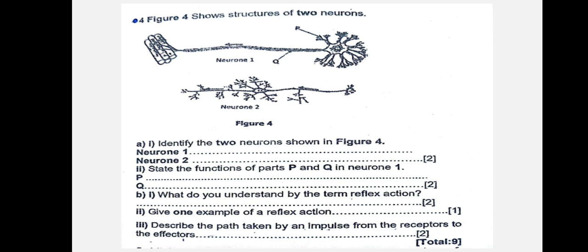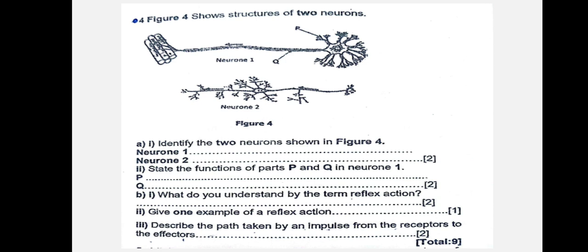So the question reads, Figure 4 shows the structure of two neurons. So these neurons were displayed there, and some parts were labeled with P and Q. And then the first question was to identify the two neurons shown in Figure 4. So basically here what was needed is for a student to identify neuron 1 as well as neuron 2.